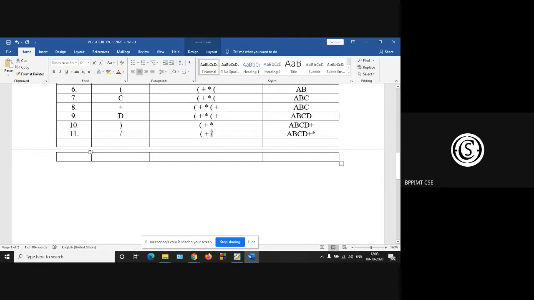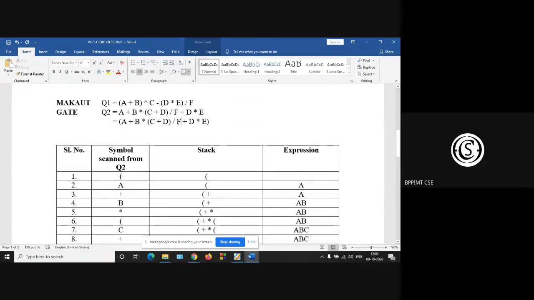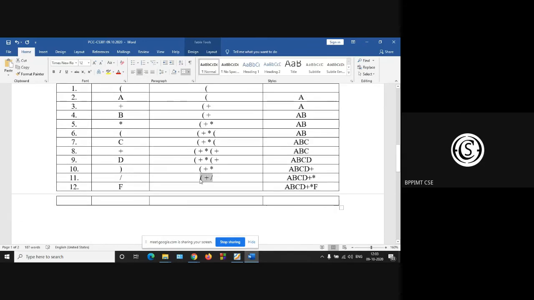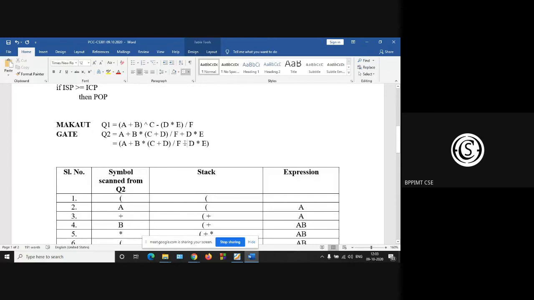Okay. Then number 12, F. Now as F is the operand, you have to write A B C D plus multiplication F. Okay, and just copy this and paste. Number 13, plus.